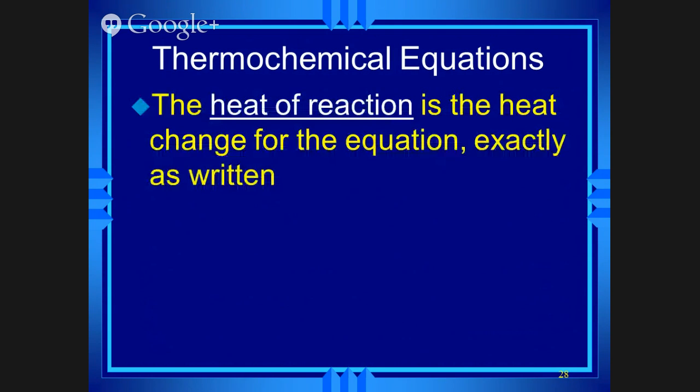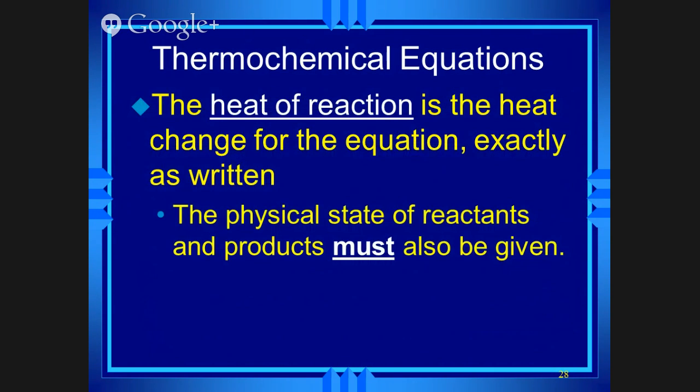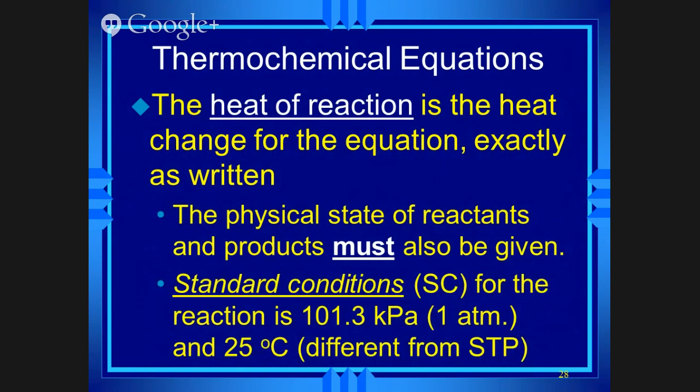The heat of a reaction is the heat change for the equation, exactly as written. The physical state of reactants and products must also be given. We have what are called standard conditions. Standard conditions are 1 atmosphere and 25 degrees, which is also considered room temperature. This is not the same as STP, standard temperature and pressure. In that case, the pressure is still 1 atmosphere, but the temperature is 0 degrees. So there's a little bit of difference between standard conditions and standard temperature and pressure.